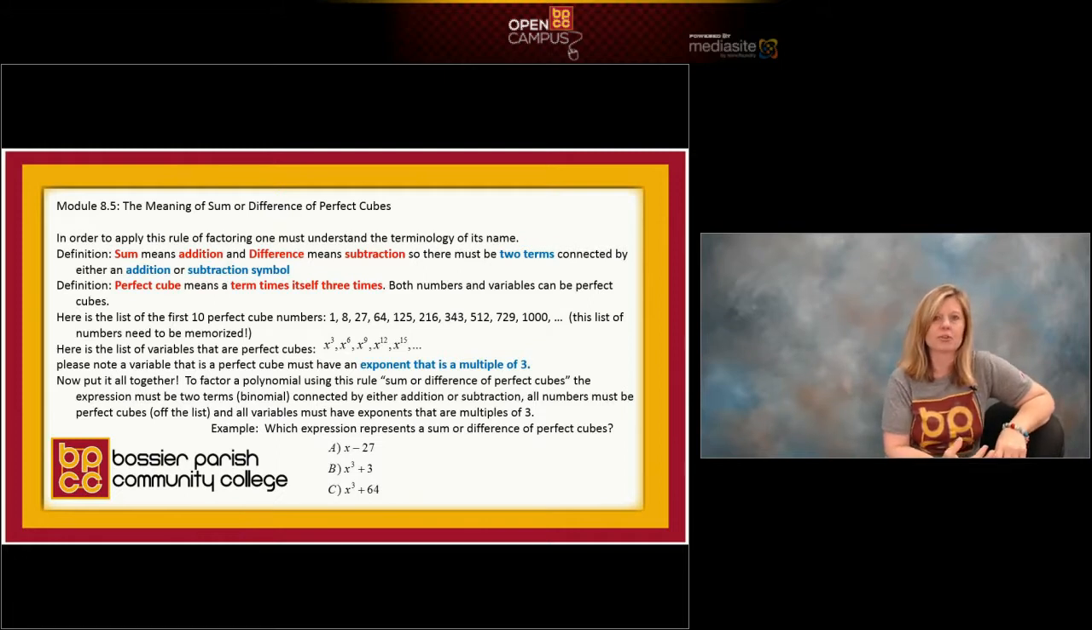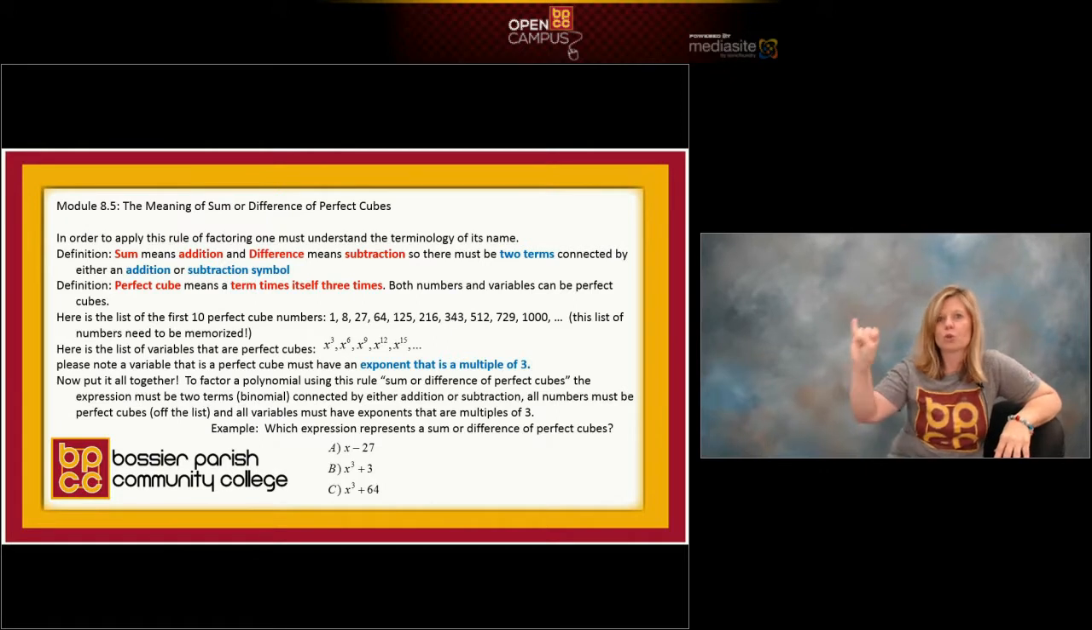So let's look at numbers. Let's go off basic arithmetic. We're going to take numbers and multiply them to themselves 3 times. So here we go. What's 1 times 1 times 1? Well, that's 1. So 1 is a perfect cube. What is 2 times 2 times 2? Well, 2 times 2 is 4. 4 times another 2 is 8. So 8 is a perfect cube. What's 3 times 3 times 3? 3 times 3 is 9. 9 times another 3 is 27. So 27 is a perfect cube.